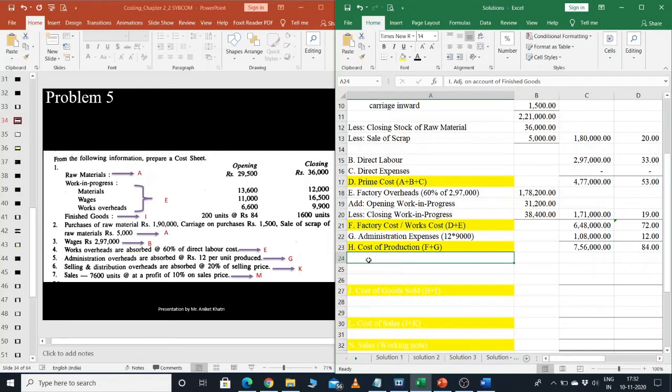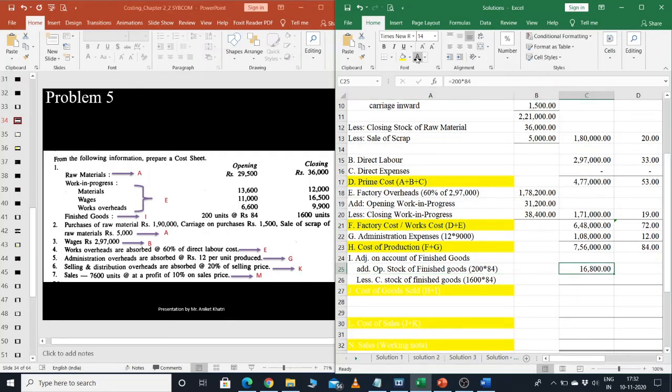Now we need to provide for the closing stock of finished goods. So there is an adjustment, I section, adjustment on account of finished goods. So we need to add opening stock and we need to less closing stock. So figures are already mentioned over here. 200 units at 84 rupees, so that is 16,800. Whereas closing 1,600, we will consider that whatever we have produced, out of that closing stock remains. So 1,600 multiplied by 84, so this is 1,34,400. Okay, so just do the total.